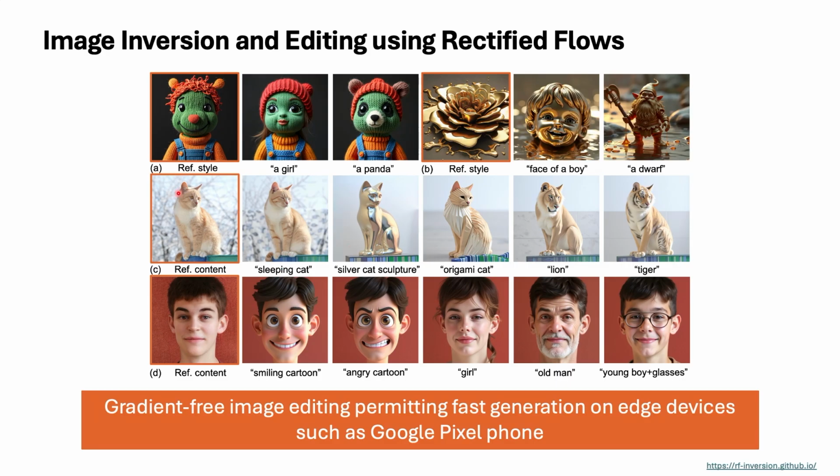For example, you take a picture of this cat and say, I want a silver cat sculpture. It can convert this to this new image. Or you can cartoonize it now. Again, all this is on a less than a minute time scale with the gradient-free techniques. So these are the things that we have been working on over the last several years.